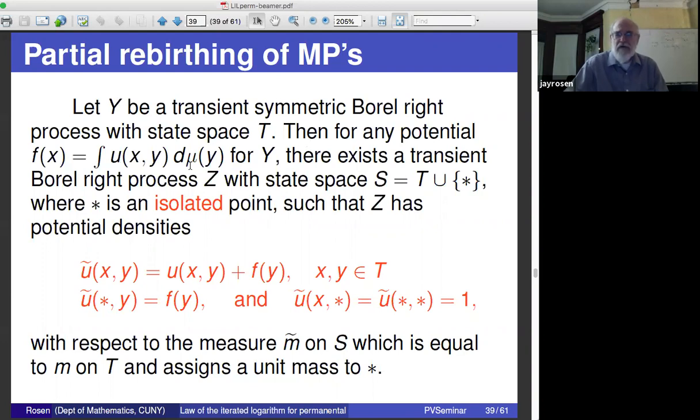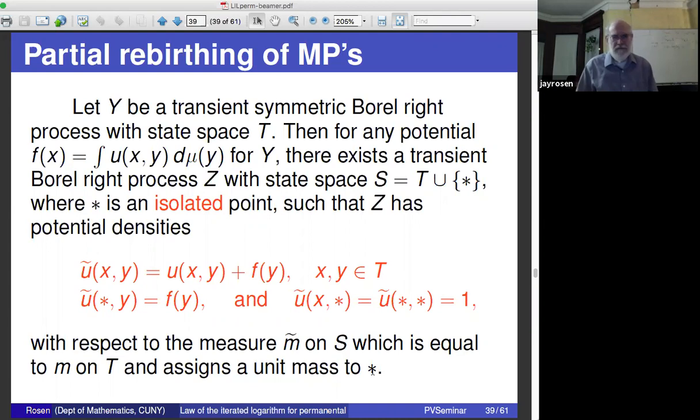And we claim, and I want to show you why this is so, that there is a new process, for which, however, I have to increase the state space. I have to add another point, star. It's isolated. But with that point, I get a nice Markov process, and its potential densities, if you restrict to the original state space, in our case R1 or the positive real numbers, look exactly like what I was talking about, a perturbation, and you have some other conditions at the isolated point star. This is with respect to a measure which is the original measure and a unit mass at star. So let me try to explain how this partial rebirthing works.